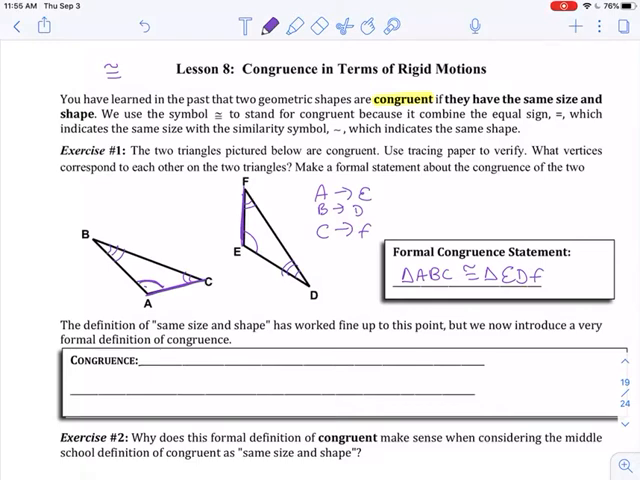The definition of same shape and size has worked fine up until now, but now we're going to introduce a very formal definition of congruence. And that definition of congruence is: two figures are congruent if there is a sequence of rigid motions that maps one onto the other. It could just be one, but it could be more than one, so that's why I'm going to say rigid motions that map one onto the other. Basically, the figures would coincide with each other and one would lie on top of the other.